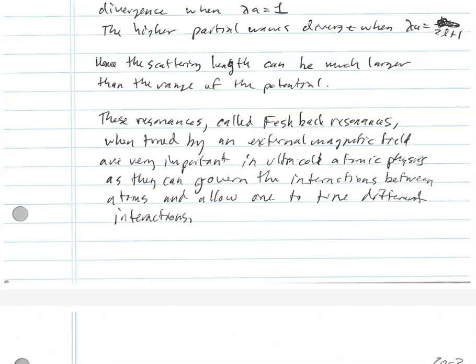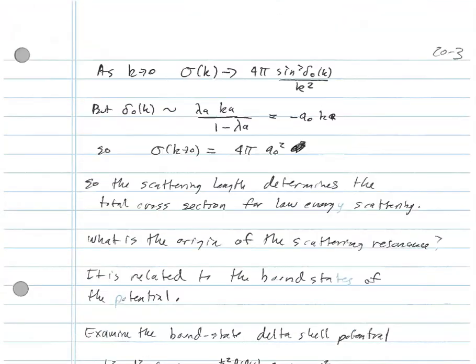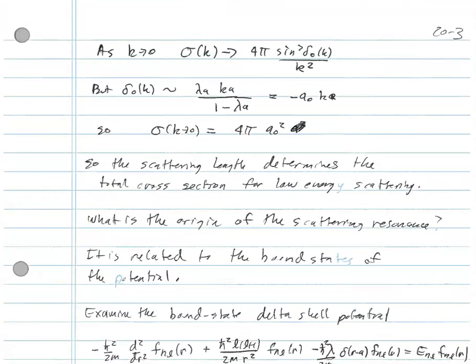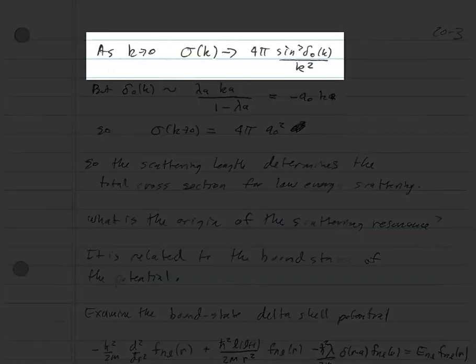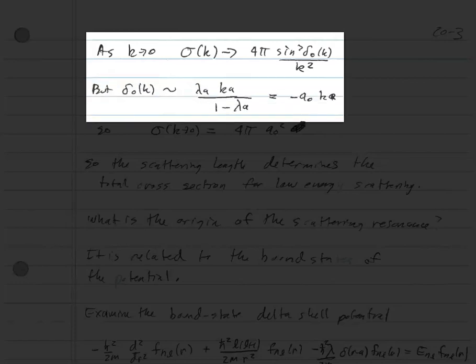But using this Feshbach resonance, we can do it with ultra-cold atoms and study properties of quantum particles when the interaction changes rapidly. Now, if we look at the limit as k goes to 0, sigma of k is going to go like 4 pi sine squared delta 0 of k over k squared. We can substitute in what delta 0 of k is. It's given by lambda a times ka divided by 1 minus lambda a. That will be equal to minus a0 times k.